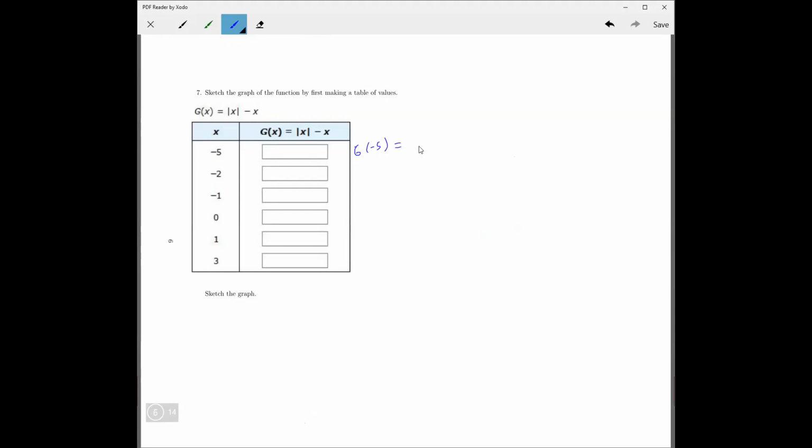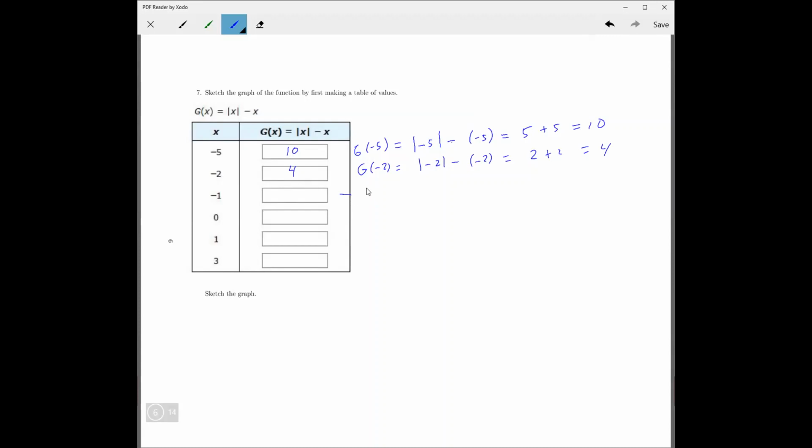It's the absolute value of x. So it's the absolute value of 5 minus -5. Okay, that's when you put a -5 in. So this is 5, and this is a minus a -5, so that's plus 5. So that's 10. If you plug a -2 in, you get the absolute value of -2 minus a -2. That's going to be 2 plus 2, which is 4.